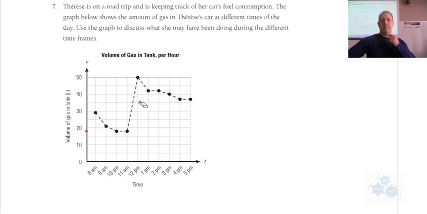Now I have a question. This line right here connects this point and this point. So at 11:30, because there's no point there, I'm just wondering, at 11:30, how much fuel do you think she had in her car and why? Go ahead. Yeah, you guys can both answer.